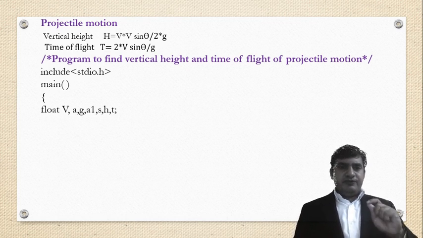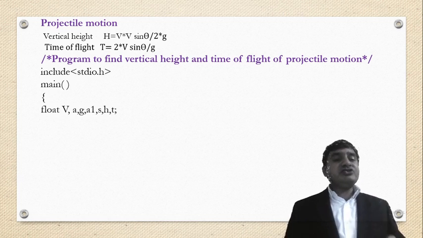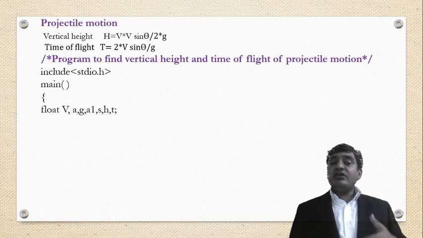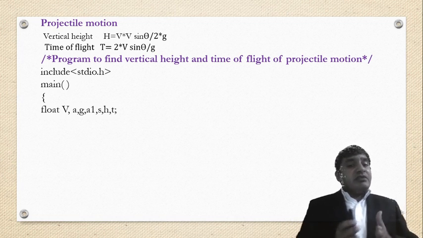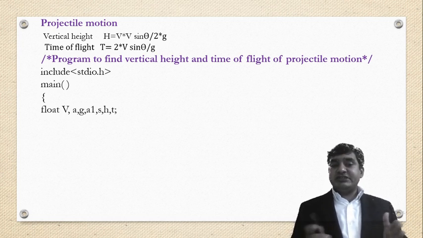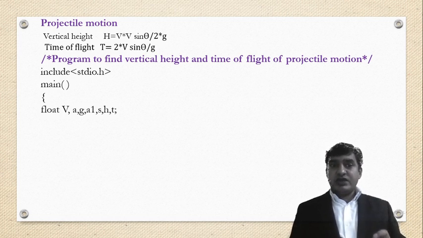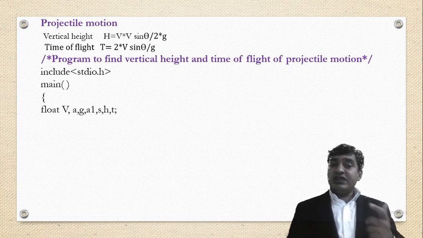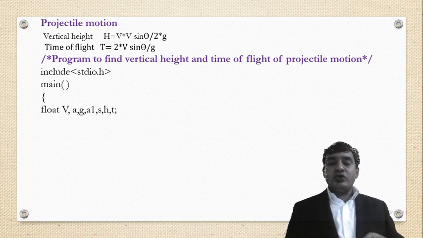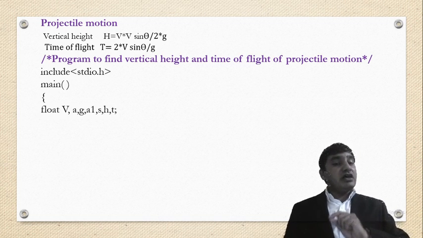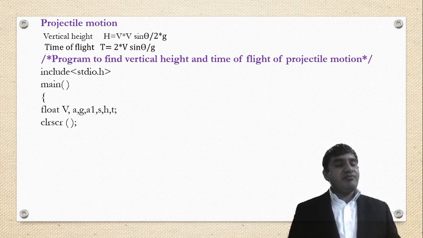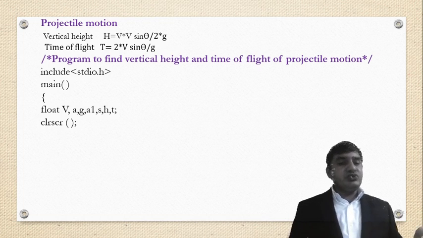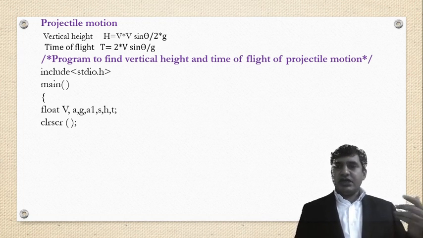Now float v, velocity. Velocity of a projectile is a float, which consists of a decimal point. Float means the number which consists of a decimal point. a, which is also float. g is acceleration due to gravity. a1 is also float. s is a float. h is a float, and t is also a float. All these consist of a decimal point. Clear screen, which is used to clear the previous output.